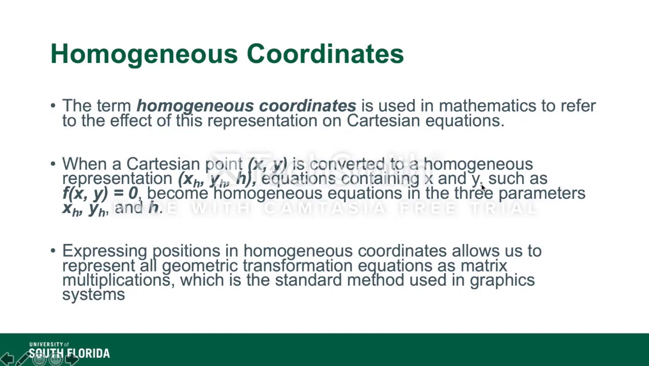The term homogeneous coordinate is used in mathematics to refer to the effect of this representation on Cartesian equations. When a Cartesian point x, y is converted to a homogeneous representation, an equation containing x and y, such as f(x, y) equals 0, becomes a homogeneous equation in the three parameters xh, yh, and h. Expressing positions in homogeneous coordinates allows us to represent all geometric transformation equations as matrix multiplication, which is the standard method used in graphics systems.